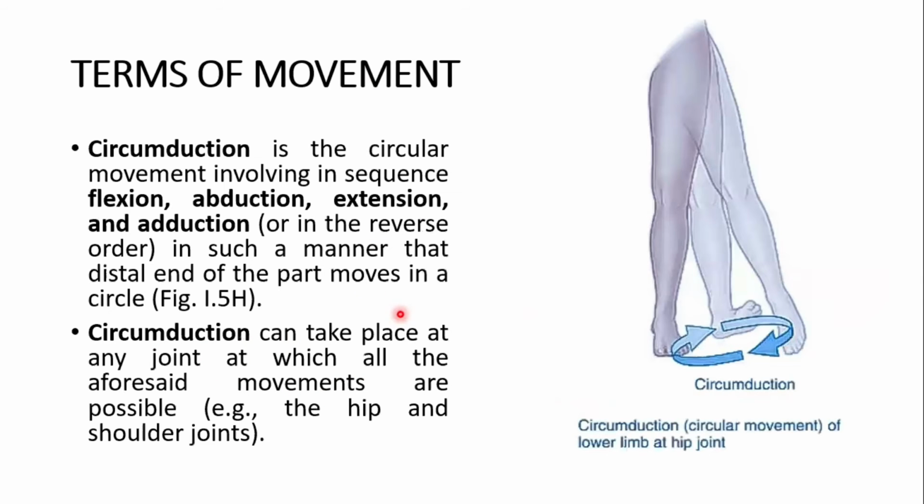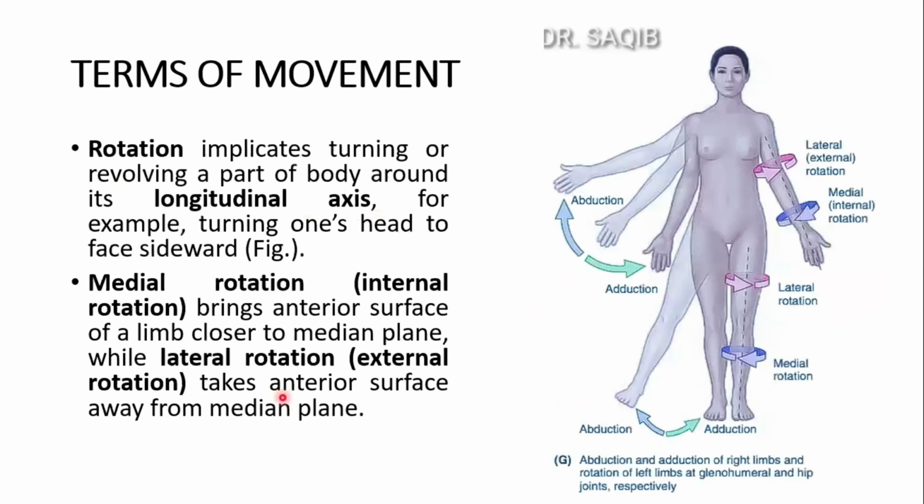I told you already. So the circumduction, right? This is the movement in a circle where these four movements take place in sequence: flexion, abduction, extension, and adduction. Or these can occur in the reverse order: adduction, extension, abduction, and flexion. Here you could see this is the circumduction at the hip joint. It can take place at any joint at which all the aforesaid movements are possible. Hip joints you have seen, and the shoulder joint. You can go to my lecture on the shoulder joint. It's got all the movements shown with pictures.